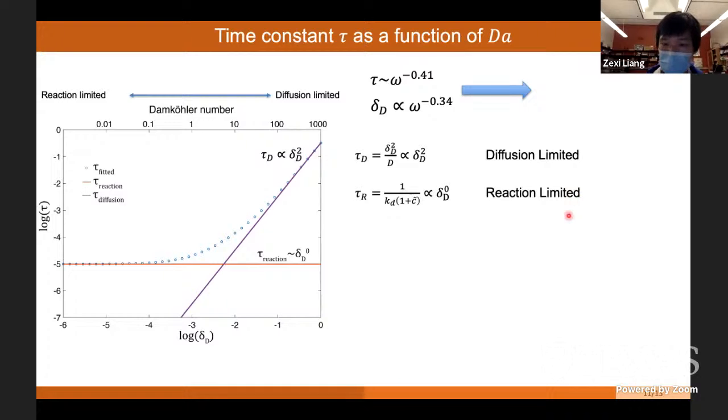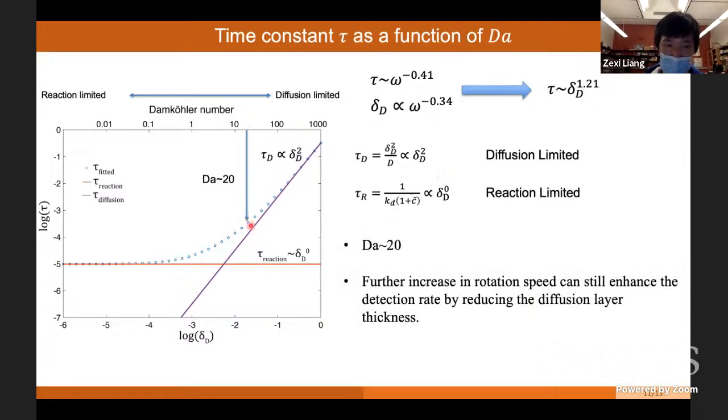So we got that the time constant scales with delta D to the 1.21 by combining these two experimental observations. So 1.21 is somewhere in between. And from this plot, we can get the slope of 1.21, which corresponds to a Biot number of roughly 20 in our system. And this Biot number of 20 can give us a lot of information.